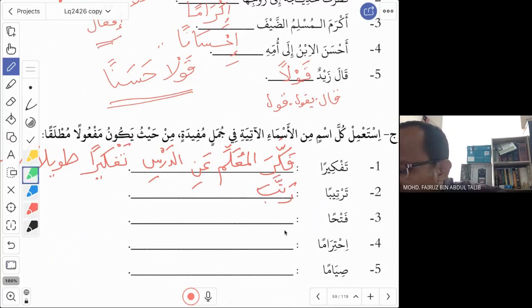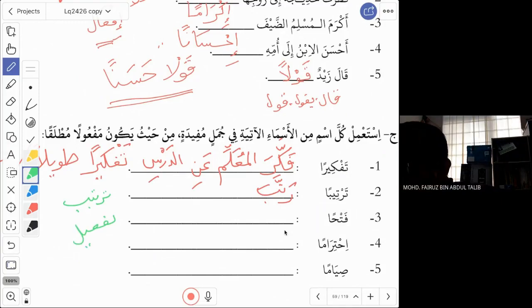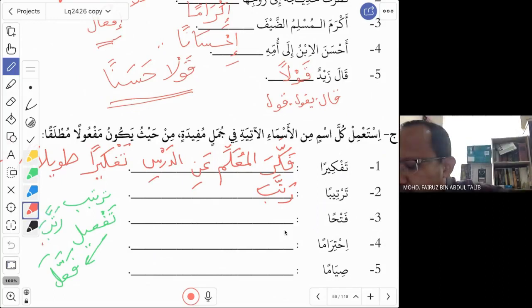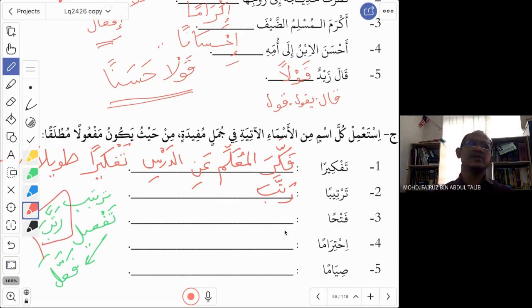Tartib, rattaba. If you are not sure how we got this rattaba, you have to refer to the wazan. Tartib is taf'il. From the lesson, taf'il is fa'ala. So tartib is rattaba. Rattaba means to arrange. So let us make a sentence. Somebody arranges something, and then you put tartiban in the end.